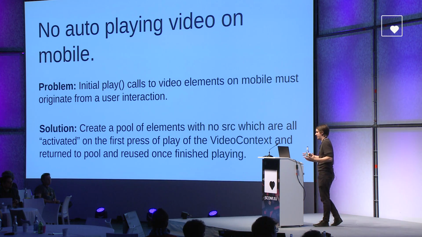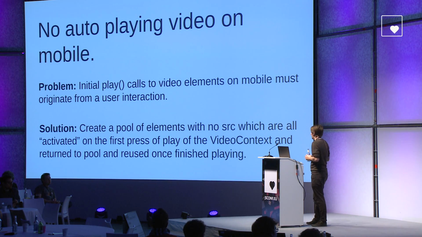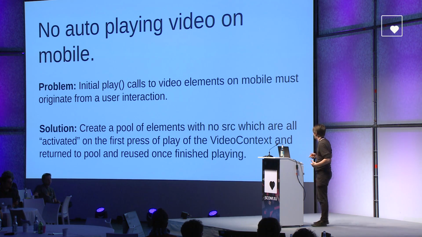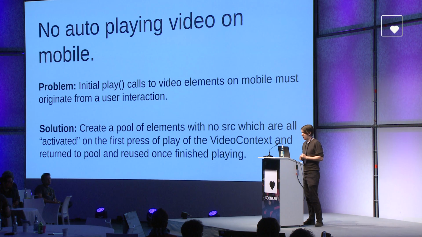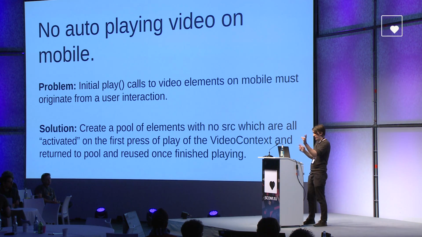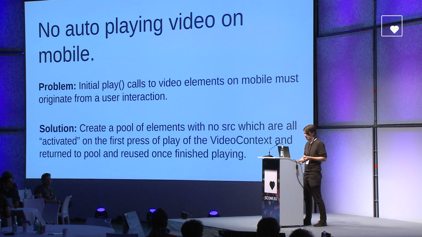So the solution to this in the video context is we create a pool of elements with no source. And when you call play for the first time in the video context, play gets called on all of those video elements, but nothing happens because there's no source attribute. But it puts them into this activated state where we can then control them programmatically. So the video context then manages this pool of activated video elements. When it needs one, it'll pull one out of the pool, use it to play a video, and put it back into the pool. So this allows us to play back video on mobile that doesn't start at the very beginning, but sequences.